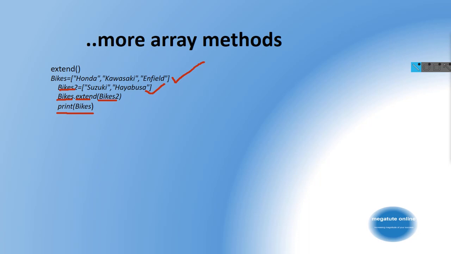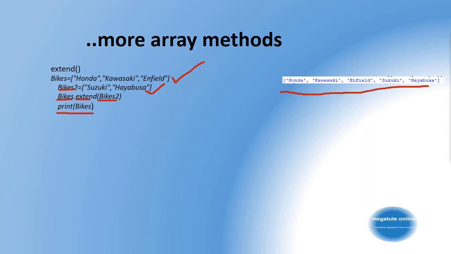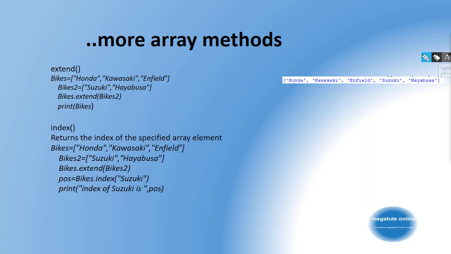Okay, so when I see the output of this, I'll get all the names, both arrays' names together in the first array, because here I'm printing bikes, that is the first array. Okay, so that means the second array's names have been added to the first array. All right, now let's see what is the next function of the array.